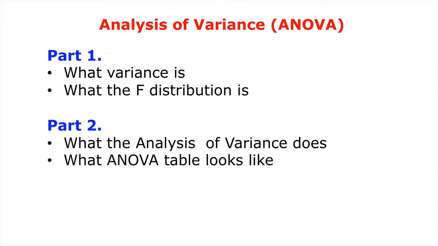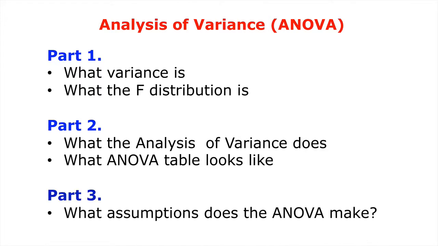In the second part, I'll be telling you what the analysis of variance actually does when it interprets data, and what the output of an analysis of variance in terms of the table looks like, and how to understand the various components in that table. And finally, I'll be reviewing what assumptions the analysis of variance makes when it tries to disentangle your data.